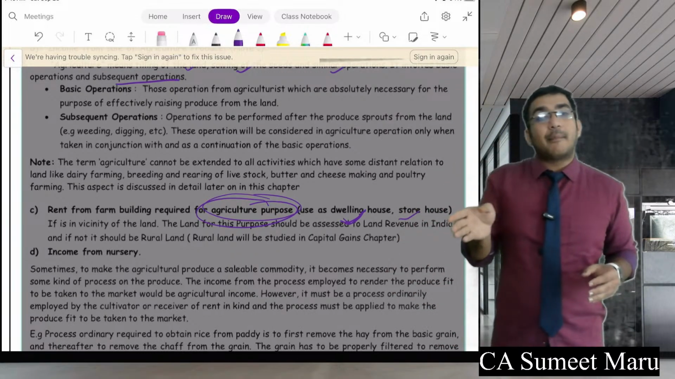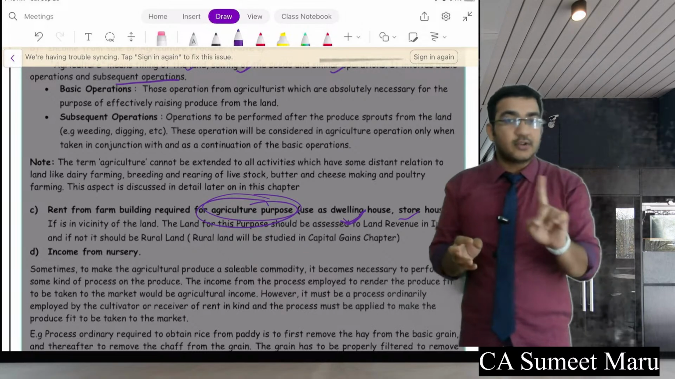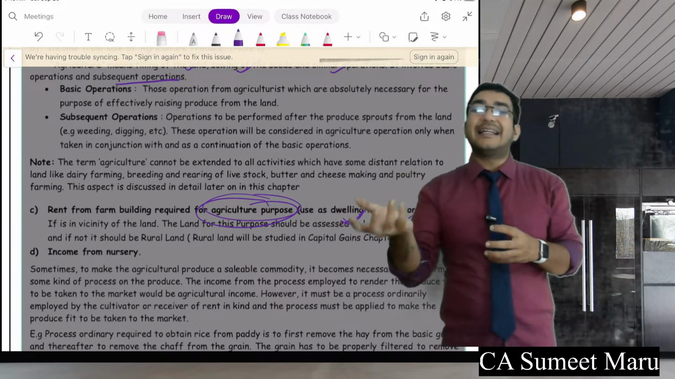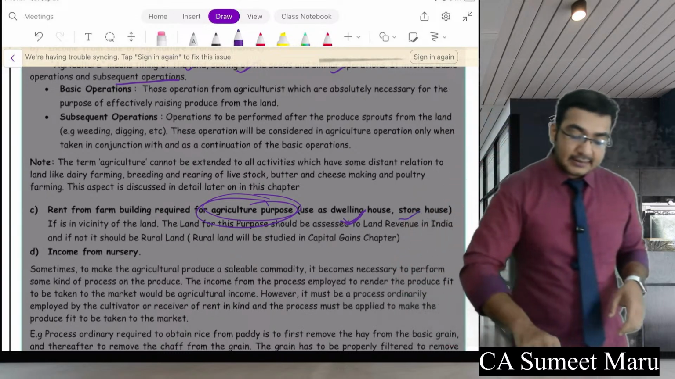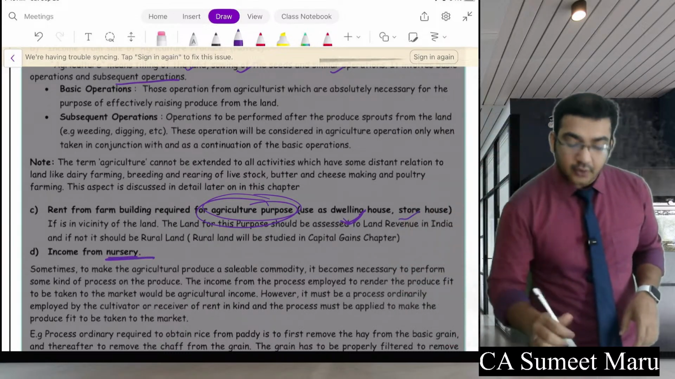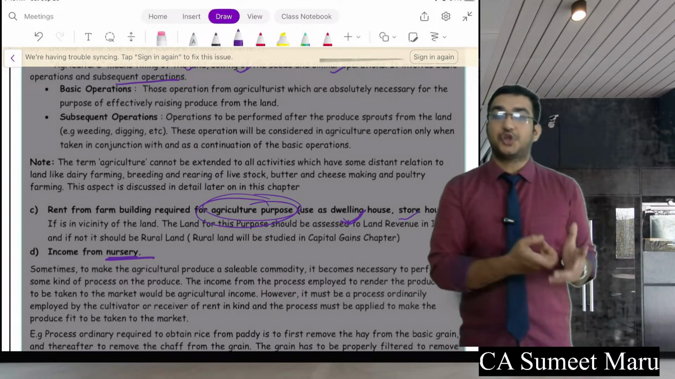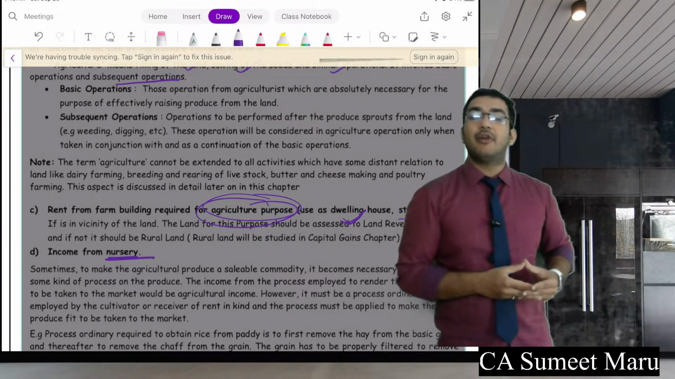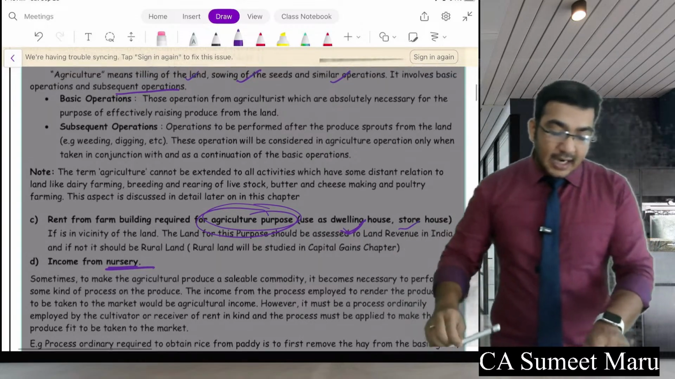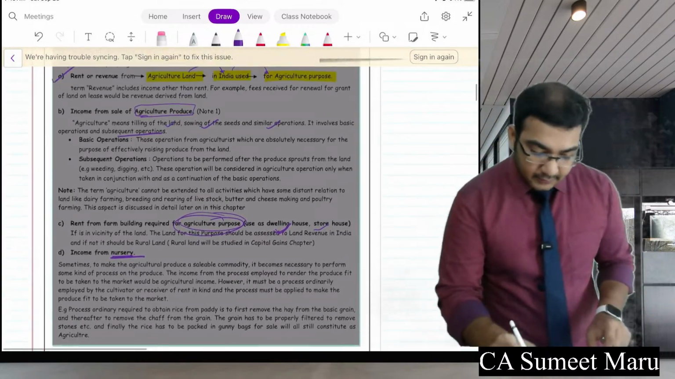So if you have a farmhouse which you rent to tourists, it is not exempt. If you rent to the tenant to whom you have given the farm, then it is fine. And last, income from nursery. Nursery means the selling of shrubs and small plants. If you sell them and earn an income, even that will be agriculture income. So these are the four cases.